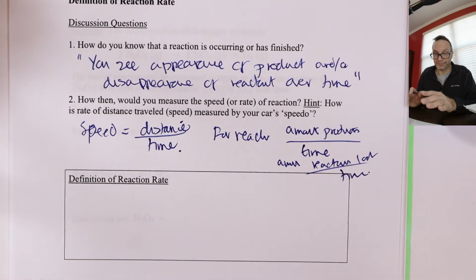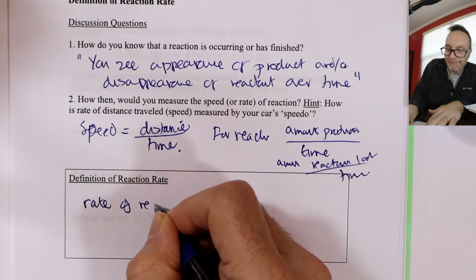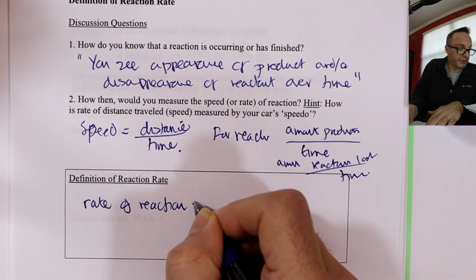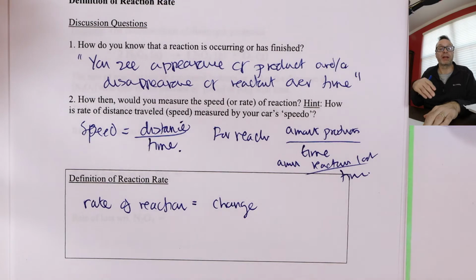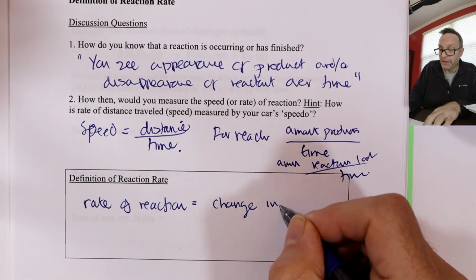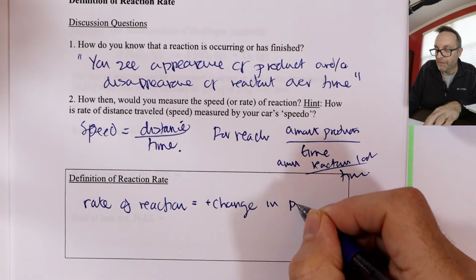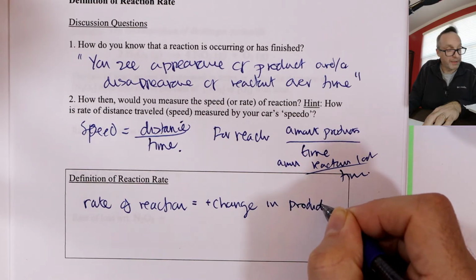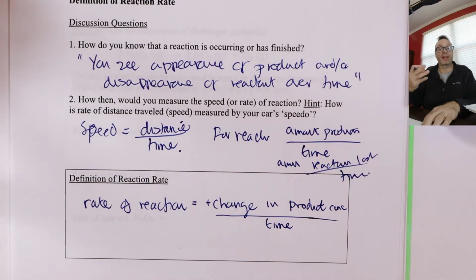So in the box, let's write something specific. The rate of a reaction equals change. If it's a product, it's going from nothing to maximum over time. And if it's a reactant, it's going from maximum at the start to nothing over time. So it's the change, and I'm going to put a little plus here, because it's always going to be increasing for products. So change in product concentration per unit time, how long it takes for 1 mole to appear.